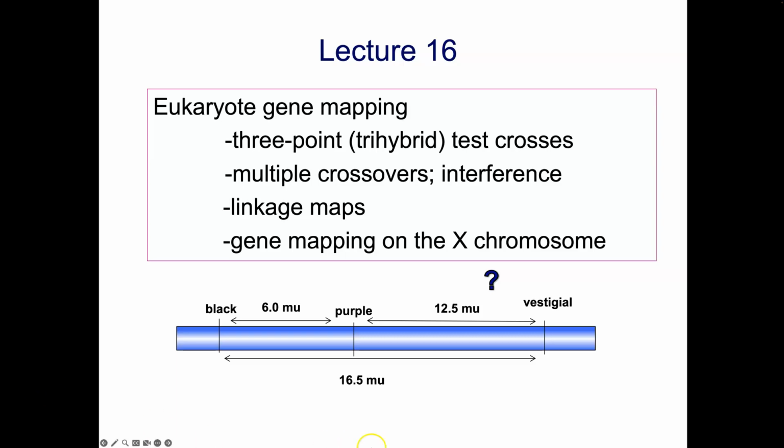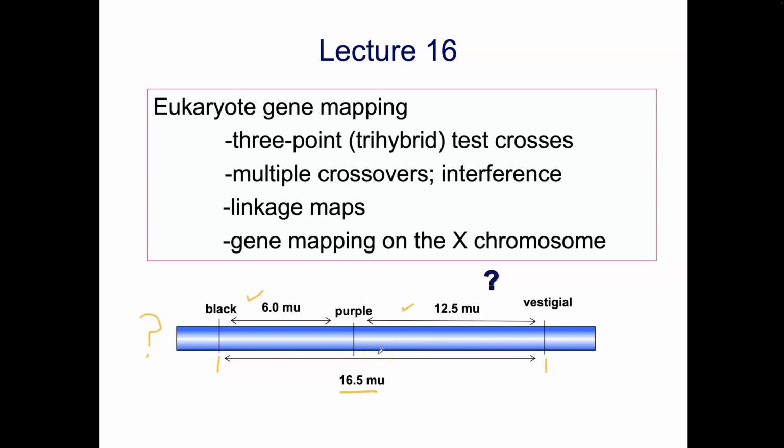And we came up with a map, but the map had some kind of inaccuracy in it. We calculated a distance of 6 map units between black and purple, 12.5 between purple and vestigial, and then when we did the larger distance, between black and vestigial, we got 16.5 map units. And the question was, something is wrong here. One of these numbers is a little bit inaccurate compared to the others, and we want to find out why.